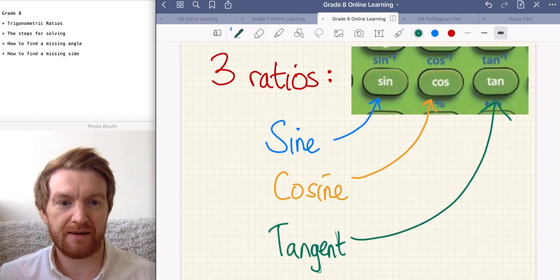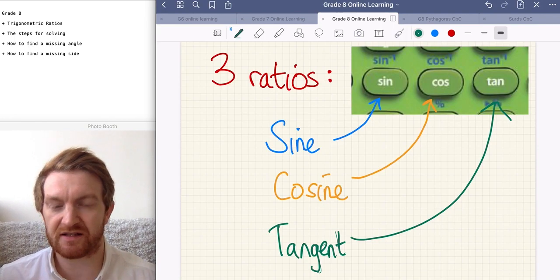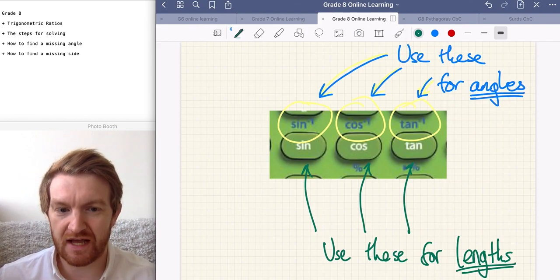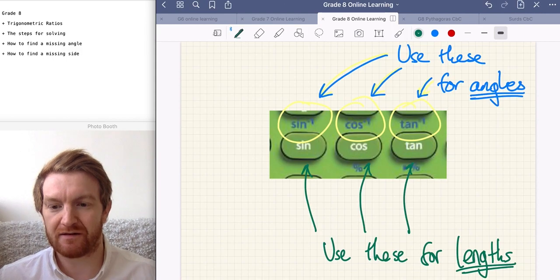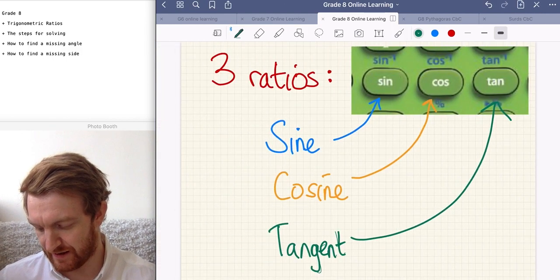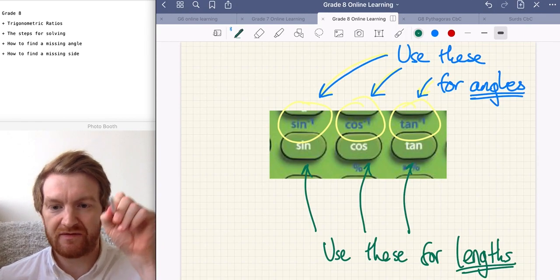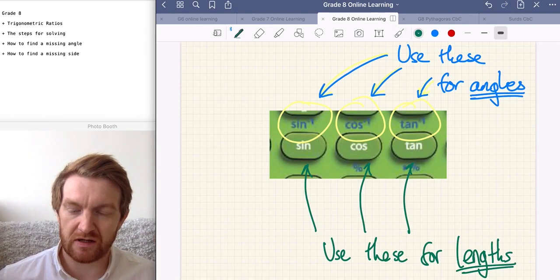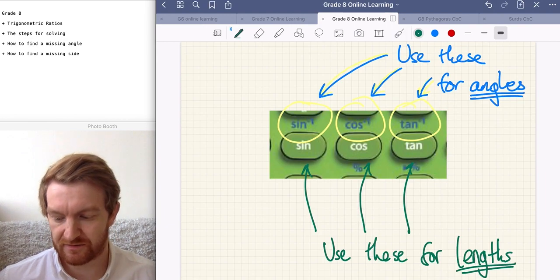This is not for everything, but just as a general rule of thumb that's going to help you get started, okay? Think of it as the little ones at the top are for angles and the big buttons are for lengths. To access the little bits at the top, you need to use your second function on your calculator. I'll show you where that is in a second. But second sine gives you the sine to the power of -1, cosine to the power of -1, tan to the power of -1. That's what it looks like. So we're going to use the top ones for angles and the bottom ones for lengths.